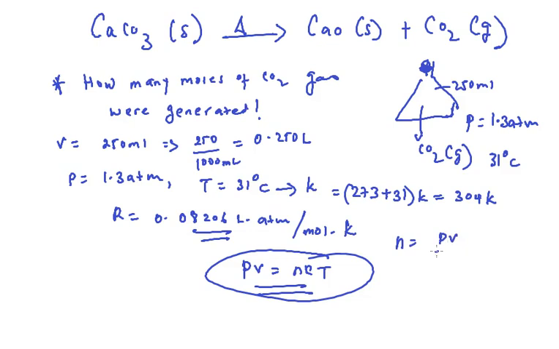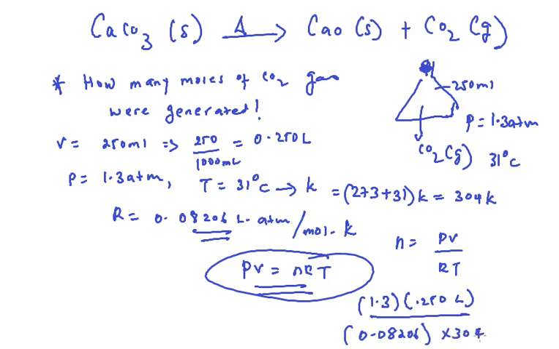n would be PV over RT. The pressure is 1.3 atm times the volume, 0.250 liter, over R, which is 0.08206, times the temperature, 304. First let's multiply 1.3 by 0.250, which I believe gives you 0.325. Then multiply the denominator, 0.08206 by 304, which is the temperature in Kelvin, and that gives you about 24.9.